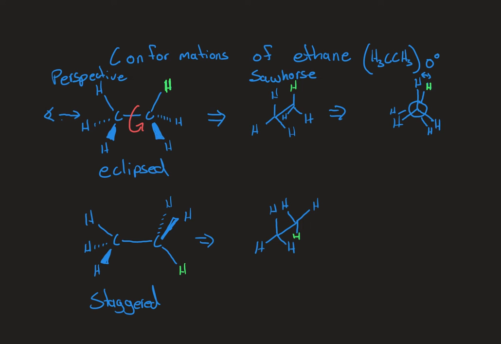The staggered conformation rotates about that bond 180 degrees, so I'm going to leave the front carbon the same. But the back carbon now has a green hydrogen going straight down, and the other two hydrogens split this. And so now the dihedral angle between the top blue hydrogen and the green hydrogen is 180 degrees.